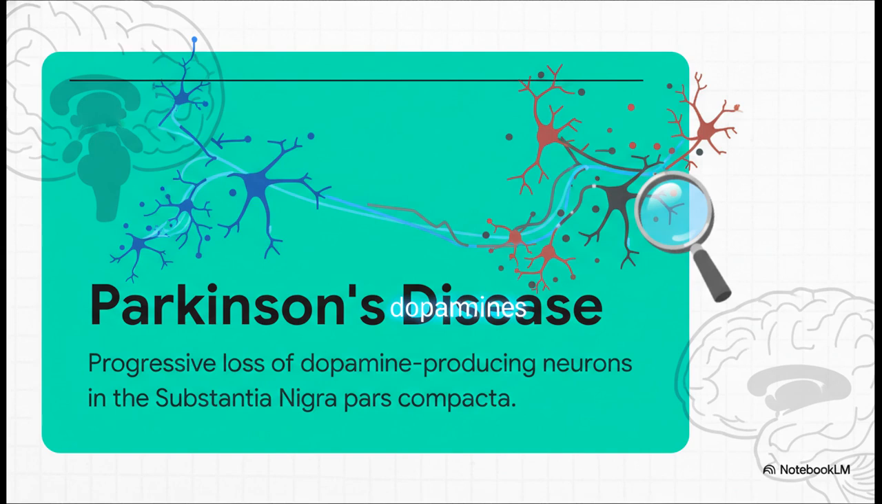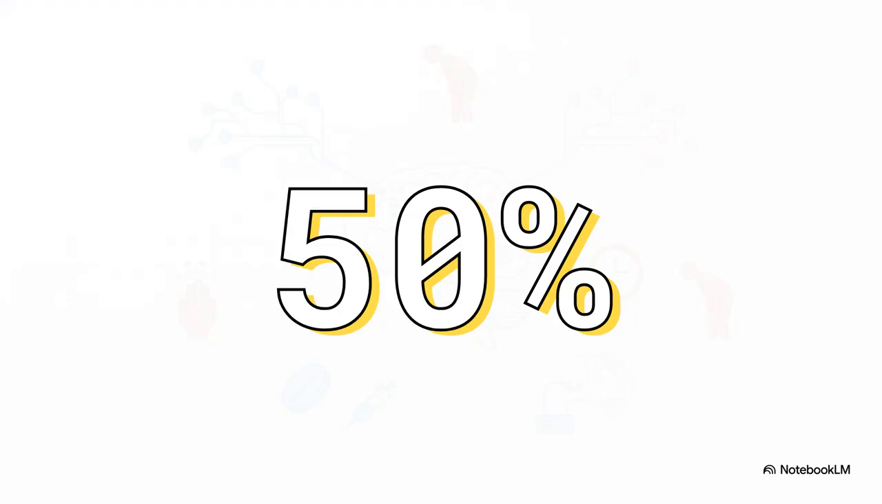It's caused by the death of dopamine-producing neurons located in one particular spot in the midbrain, the Substantia nigra pars compacta. Now, here's a really critical point. The brain is amazing at compensating. In fact, the classic motor symptoms of Parkinson's usually don't even show up until about 60% of these dopamine neurons have already been lost. This explains why there's such a long preclinical phase where the disease is progressing silently.